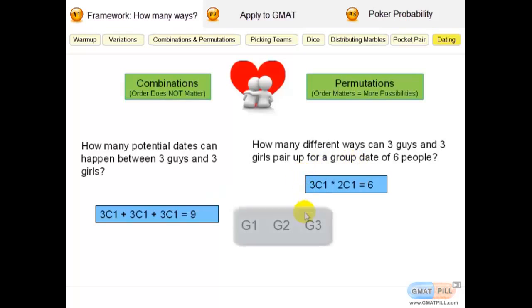How many different ways can 3 guys and 3 girls pair up for a group date? Well, if you fix the first guy, he has 3 girls to choose from. So out of those 3 girls, choose 1. Then the second guy has 2 remaining girls, you choose 1. Then for the third guy, out of that last one you choose 1. So it's basically 3 choose 1 times 2 choose 1 times 1 choose 1, which is 6. Here the order matters because you're fixing the first guy, then the second guy, then the third guy. So since order matters, you do not divide by 2 factorial.